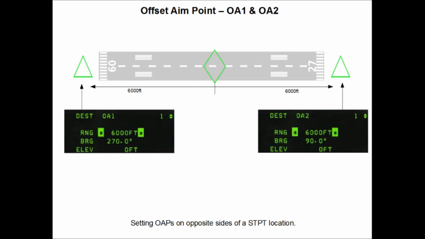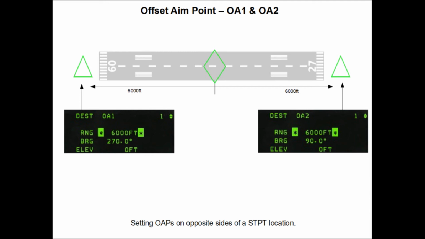Now on the right side, for the range, we want the same that we put for offset aim number 1, just under 1 nautical mile. So we are going to enter 6,000 feet from the steer point to that offset aim point. For the bearing, remember, heading 090 is due east, left to right. So since that offset aim point is going to be on the right side, we are going to enter a bearing of 90 degrees. And once again, the elevation is going to be 0.